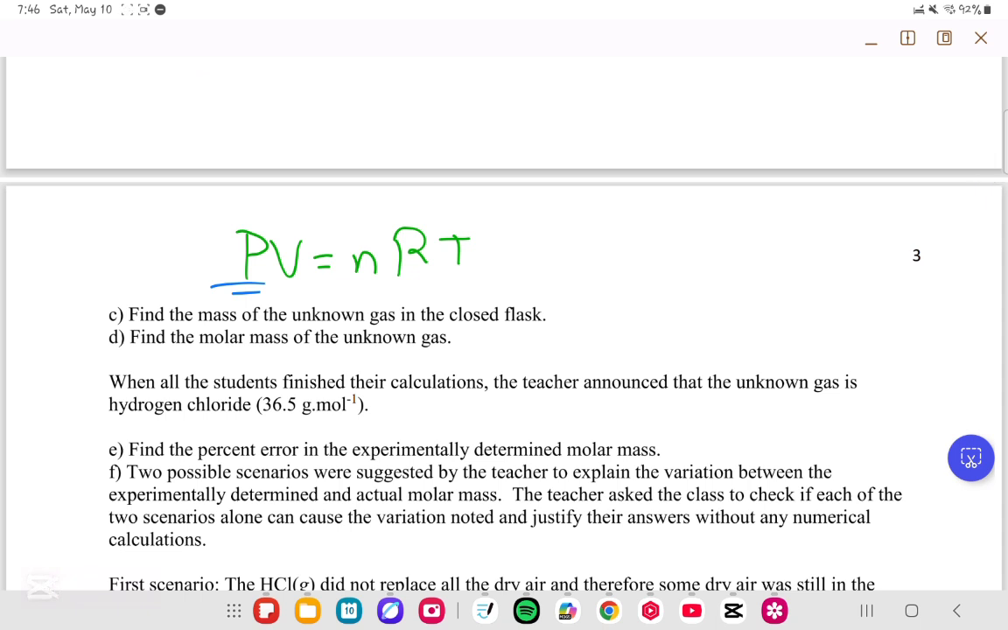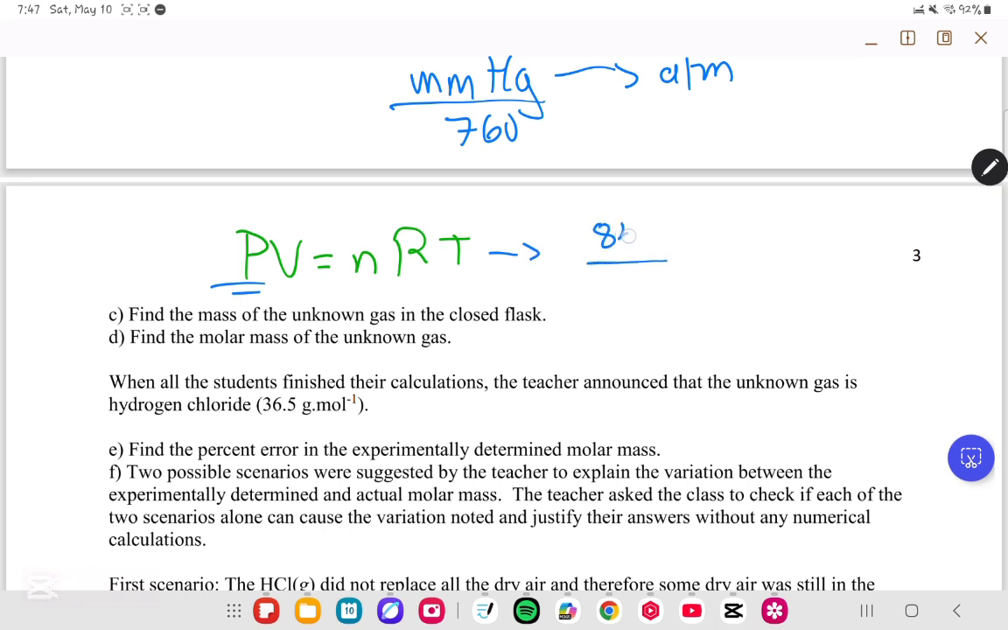Whenever they give us 850 millimeters of mercury, remember, we will not accept millimeters of mercury. We need to change it directly into atmosphere. So in order for us to change it into atmosphere, we will need to divide by 760. So it's going to be 850 over 760 times the volume. If you remember the volume, we found it to be 1 liter. So times 1 liter is equal to the number of moles, which is mass over molar mass.